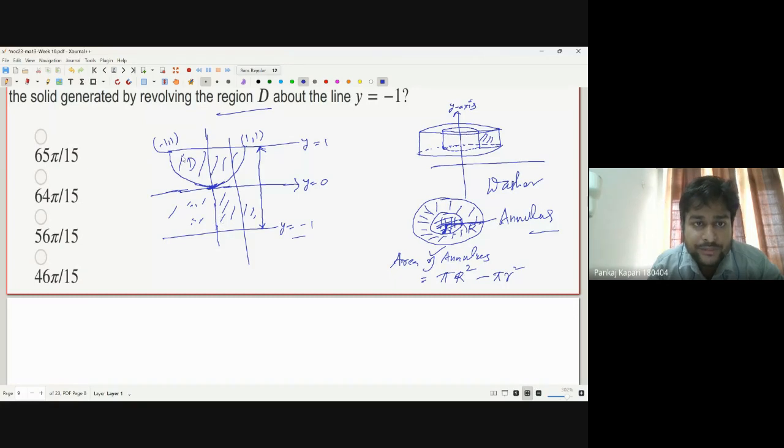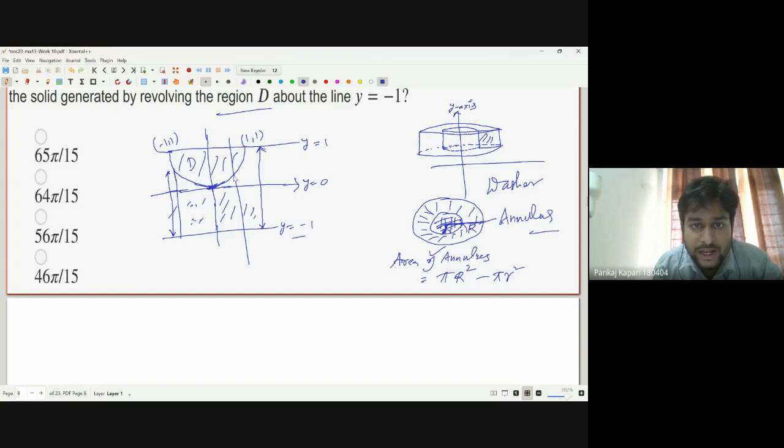Okay, so everywhere the outer radius will always be equal to 2, right? This is the length between the line y equal to 1 and y equal to minus 1, it will be 2. So what will be the inner radius? You can see that this will be the inner radius, this length. So how do we get the inner radius?